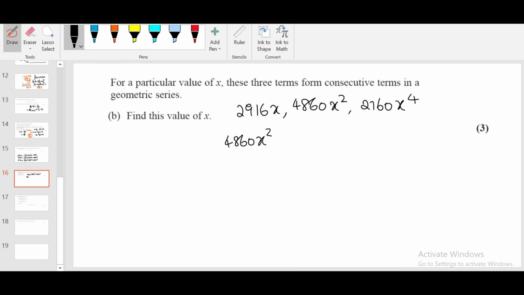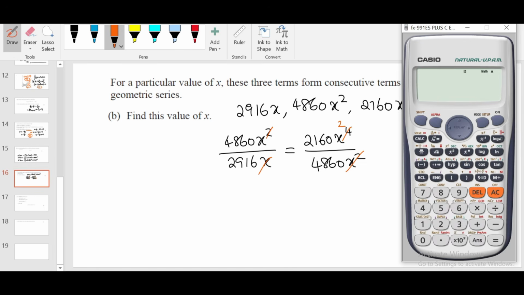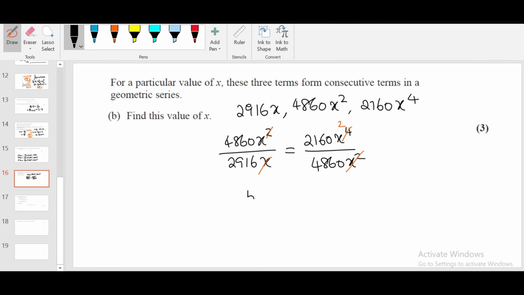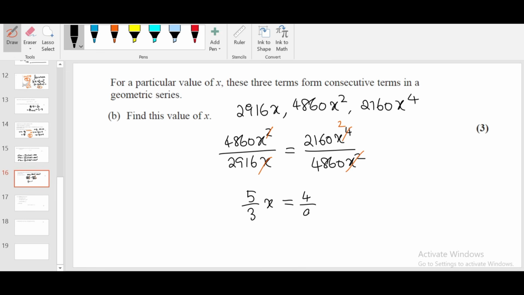The second term divided by the first term is equal to, which will be the same as, the third term divided by the second term. You cancel x now. You get x here, you get x squared here. And then try to divide the numbers and see whether it can be simplified. 4860 divided by 2916. 5/3, okay, better. 5/3 x is equal to, how about the other side? 2160 divided by 4860. 4/9, perfect.